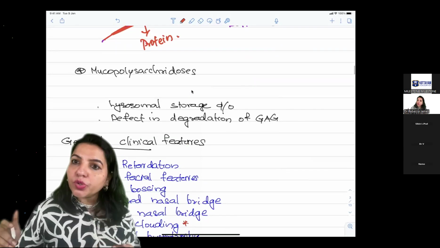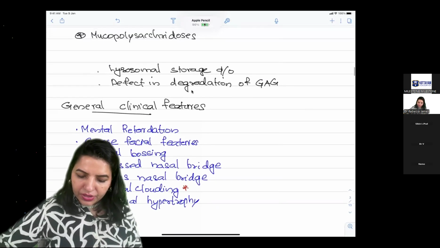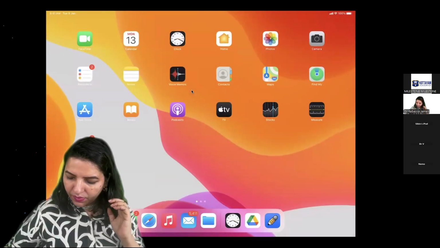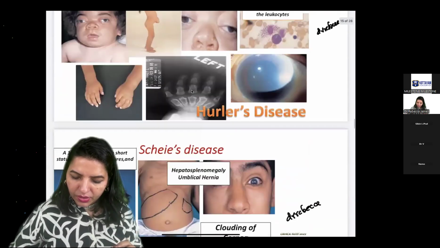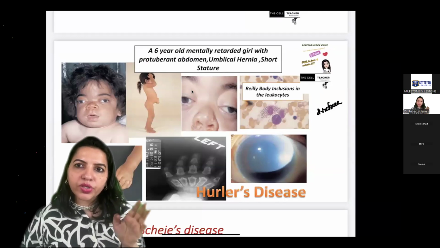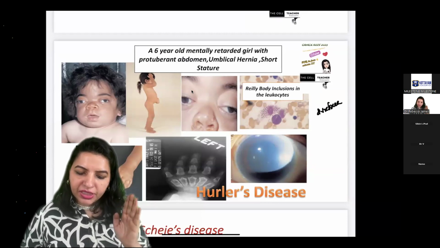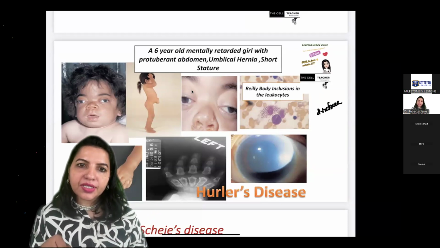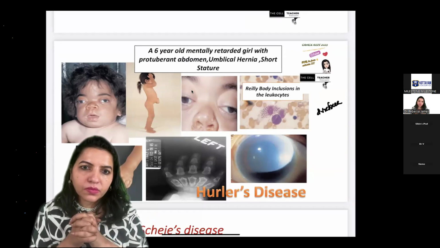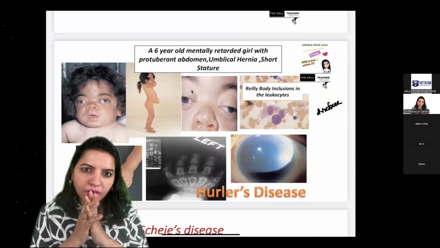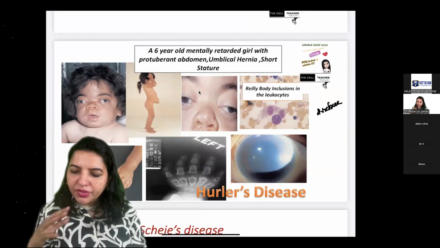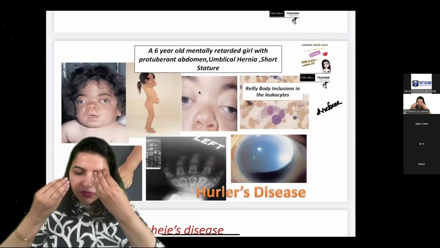Okay. Now we are going to mucopolysaccharidosis. I have given you all the features here. You don't have to learn everything. You keep your notes with you. I'm going to show you the images. You have seen all the features I have given already in the notes. You can see a 6-year-old child, mentally retarded, and she has a protuberant abdomen. In the second picture, you can find a bulge. What is that called? Tell me. Yes, that is umbilical hernia. Okay, correct. Then you can see Reilly body inclusions. Then hands, what is the feature that you can see in that hand?